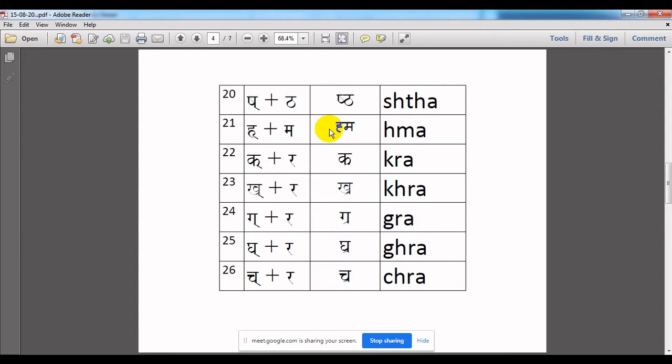Number 21, half ha, means ha consonant and ma, right? Ahma. Next we have kra, k and r a, kra. Now students, please check how to write kra. Normally you will write ka consonant and then you will make a little cross line at the end of this ka letter. So kra.